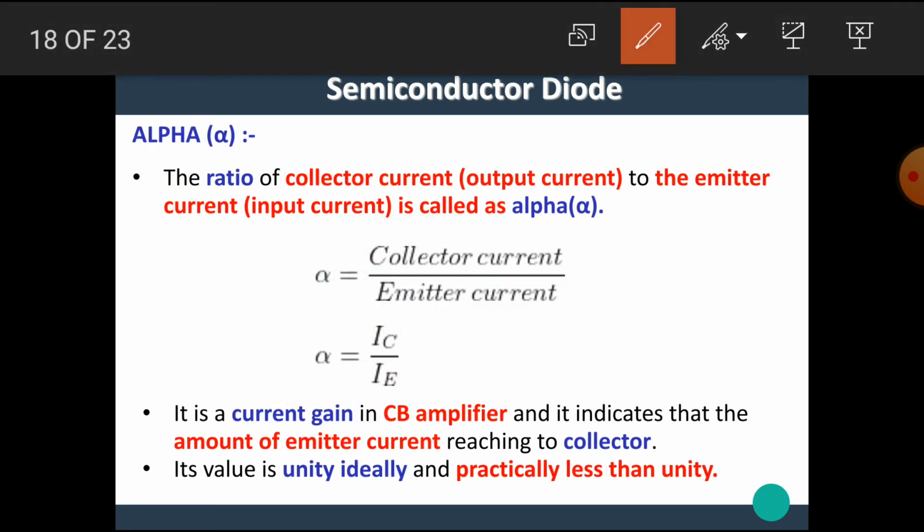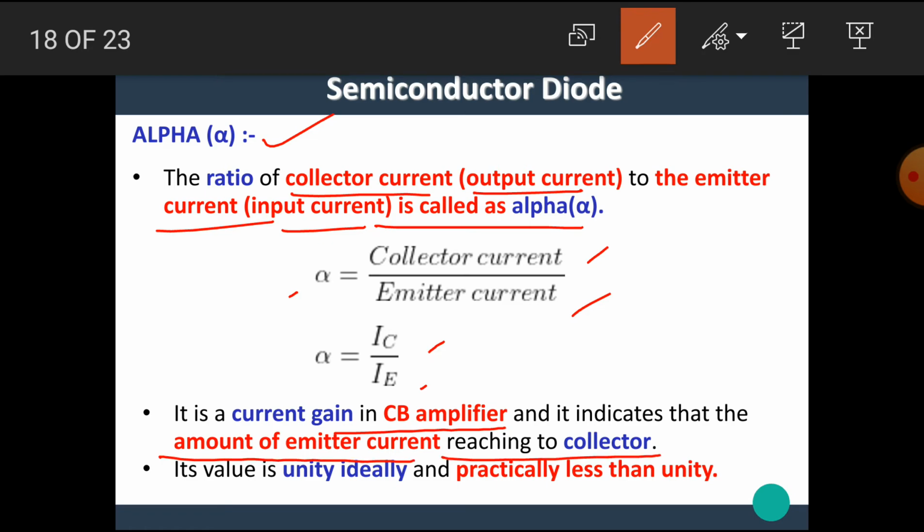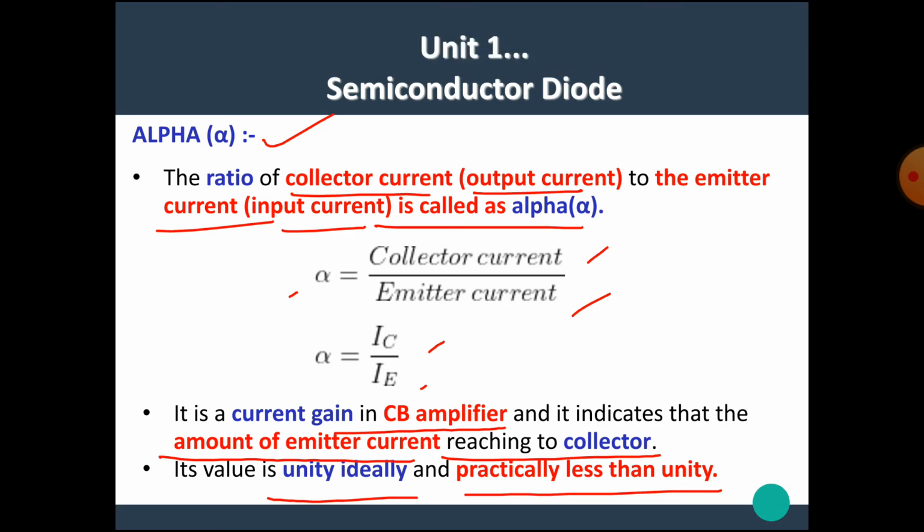The next transistor parameter is alpha. The ratio of collector current or the output current to the emitter current or the input current is known as alpha. That means alpha is the ratio of collector current to the emitter current, IC upon IE. It is a current gain in CB configuration, and it indicates the amount of emitter current reaching the collector. Its value is unity ideally, and practically it is less than unity.